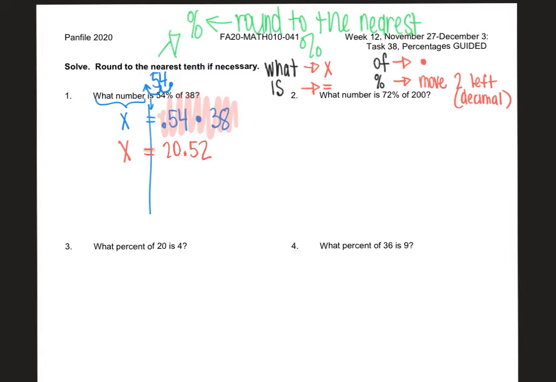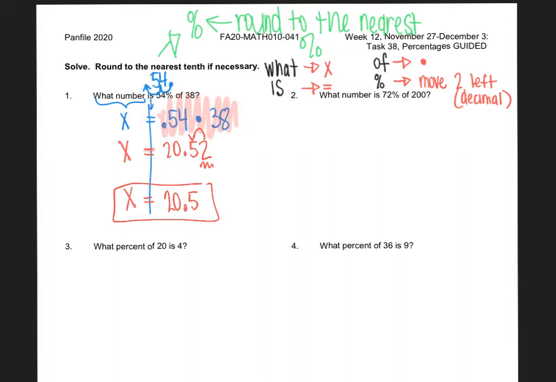20.52. We're rounding to the nearest tenth, so we are going to look at the second decimal, the hundredths place, and we are going to round to the tenths, our first decimal place, and we are going to get x equals 20.5. So 20.5 is 54% of 38. Now again, think if this makes sense. If we're finding about 50% of 38, 50% of 38 is 19. So if we're finding a little bit more than that, it makes sense that it's 20.5.